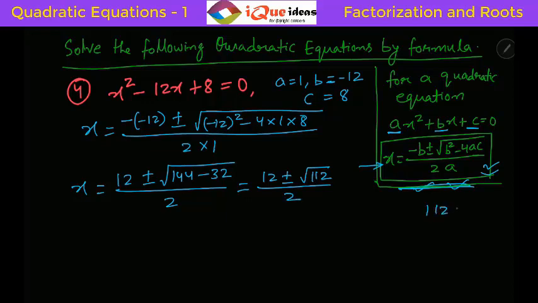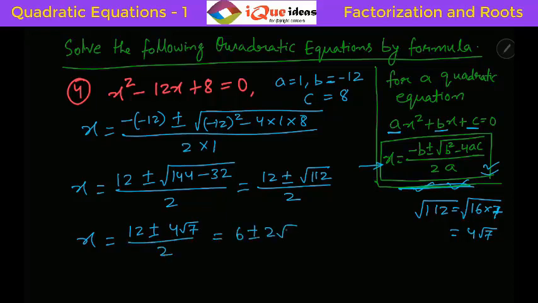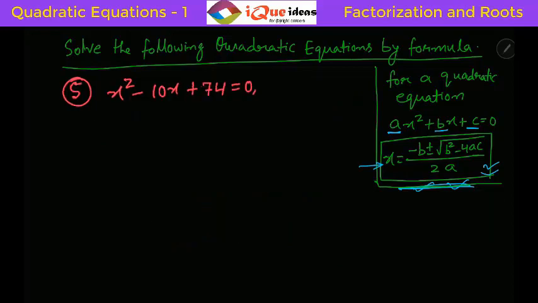Now 112 is actually equal to 16 into 7. So root of 112 will be root of 16 into 7. Alright, now root of 16 is 4. So this gives us 4 root 7. Okay, so it is x equal to 12 plus minus 4 root 7 divided by 2. So we have 6 plus minus 2 root 7. Right, so as you can see, again it is 6 plus 2 root 7 and 6 minus 2 root 7. Conjugate roots because they are irrational numbers. So irrational roots will always be conjugate. Alright, now let's go to the next one.